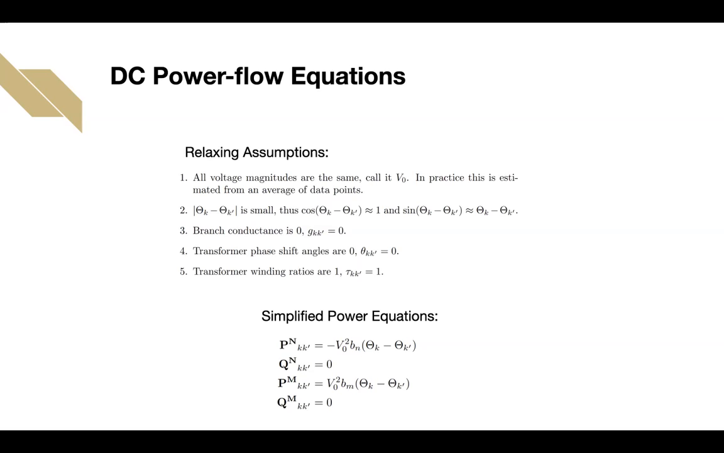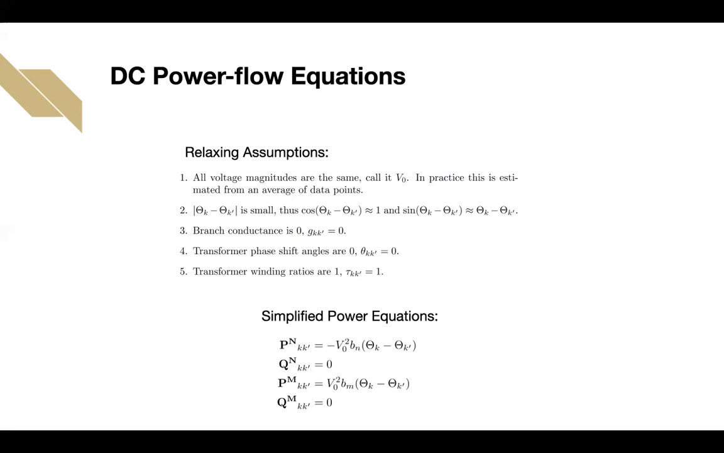Then we assume that the branch conductance is 0, so that gets rid of those G sub K, K prime terms. We also assume that our transformer phase shift angles are 0 and that our transformer winding ratios are 1. This essentially turns our transformers into lines.